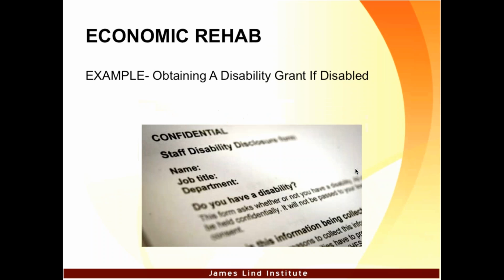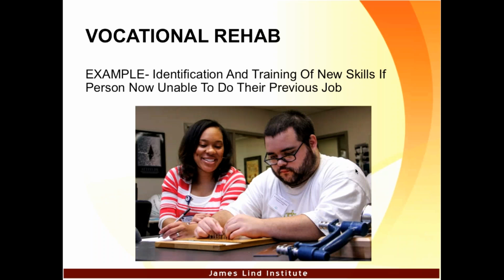Another example of rehabilitation is economic rehabilitation. So that might involve getting a disability grant for the person. The person might have to learn new kinds of skills in order to get work. And so this would be vocational rehabilitation.